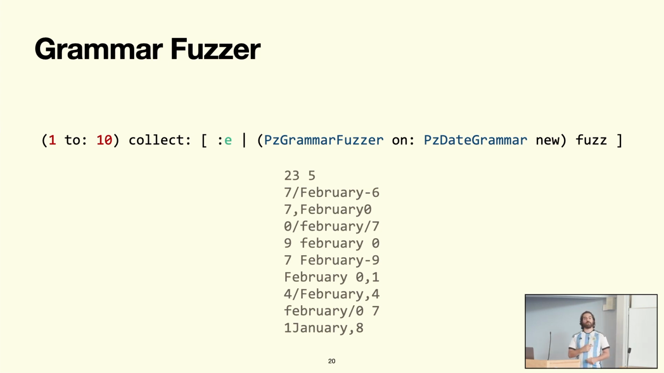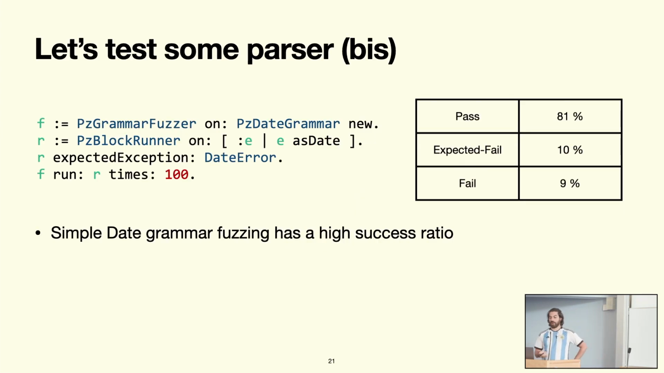Now, if we try to use this grammar fuzzer with our parser, we actually find different kinds of results. In this case, 81% of the inputs passed, so they didn't generate any failure. We have expected failures, and here I'm separating them. These are the date error exceptions. And we have 9% of failures. So this has a high success ratio, of course, because we are now generating things that look like dates. So I am expecting that the dates that I am generating will be parsed.